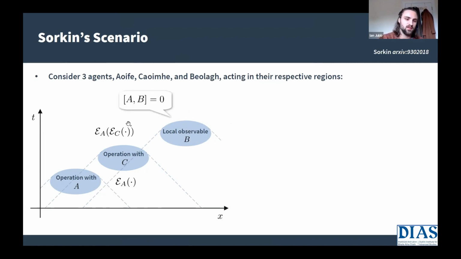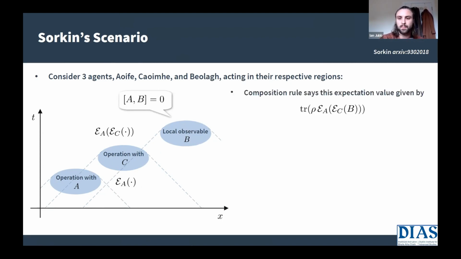And so in this case, the operators A and B will commute from space-like commutativity, and EA as a map would act trivially on B in this case. It would just spit out B again. Now, the composition rule from before says that when we're computing the expectation value of B, we should do that with this composition of EA and EC.